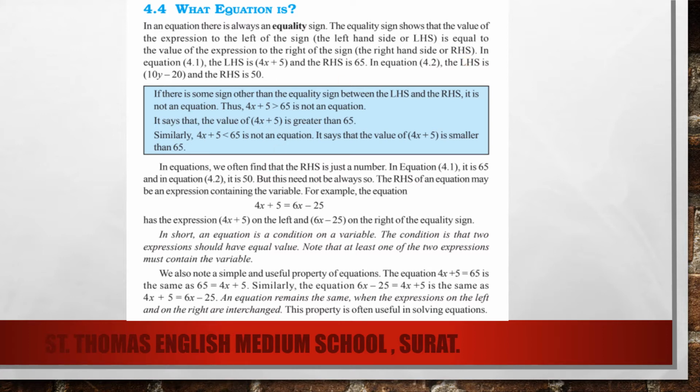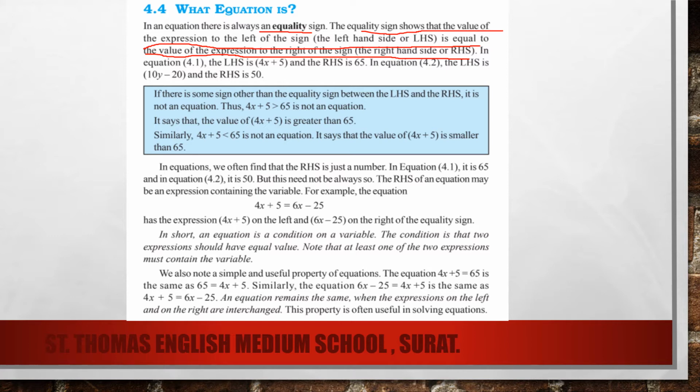So you can see one equal sign, equality sign. And what is the meaning of this equality sign? It shows that the value of the expression to the left of the sign is equal to the value of the expression to the right side. So both LHS and RHS are equal. That is the meaning of equal sign.